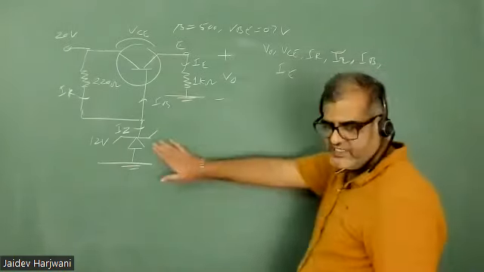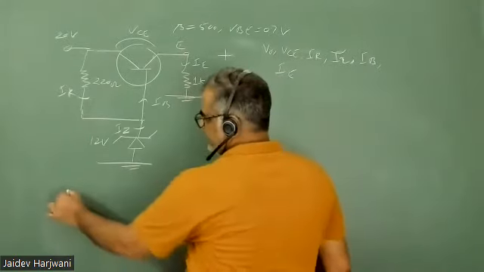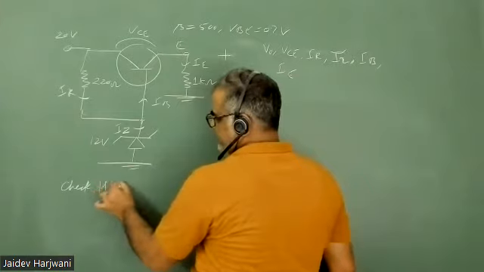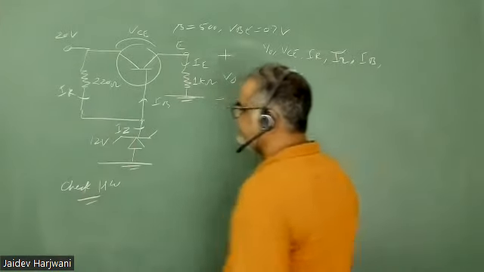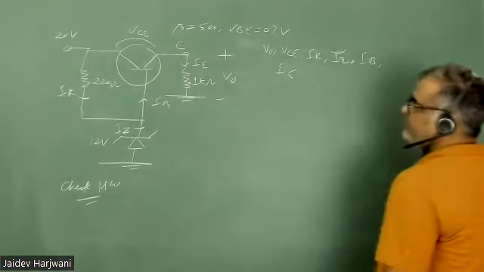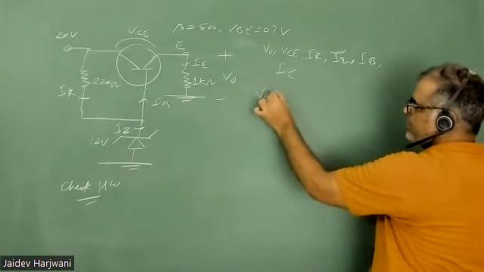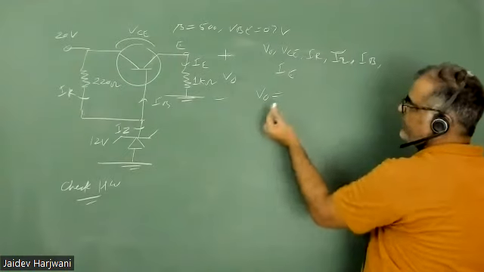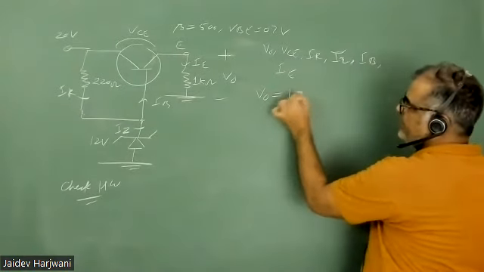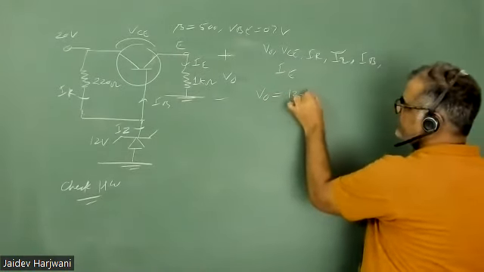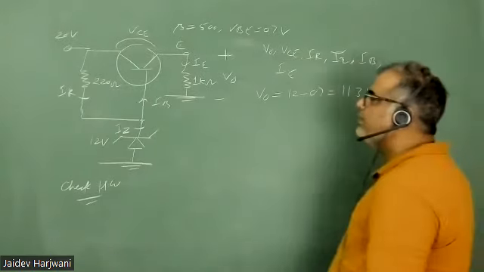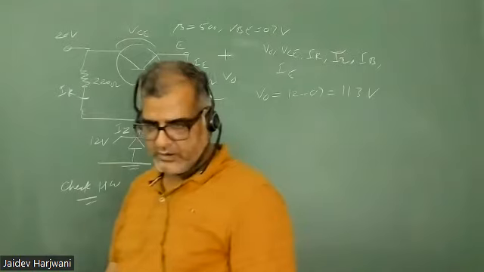So first you have to check whether this is on or not. That is your homework. Okay, so assume this is on. Now what will V naught come? 11.7 volt. Okay, this is 12 minus 0.7, 11.3 volt.